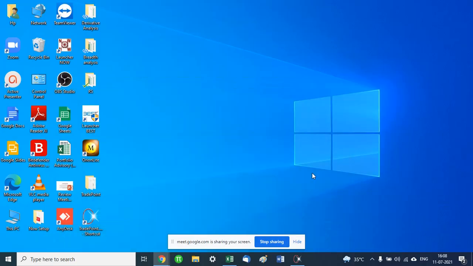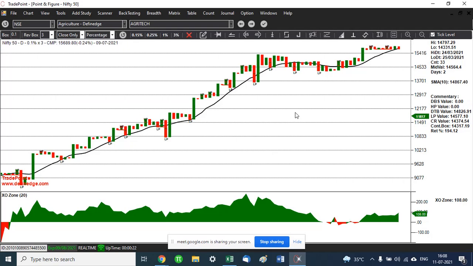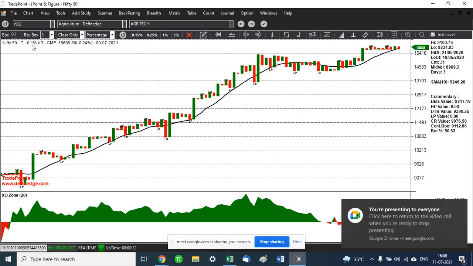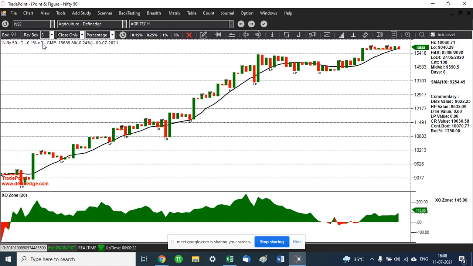Yeah. So here we have the Nifty chart plotted on a 0.1% box value with a 3 box reversal value. So 0.1 into 3, that is a 0.3% move if Nifty makes, then we will get a reversal column. Then we will get the next column plotted. Otherwise, there will not be a next column.